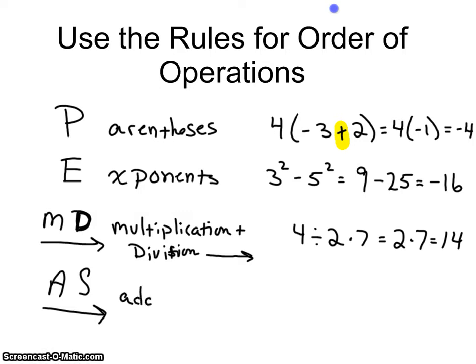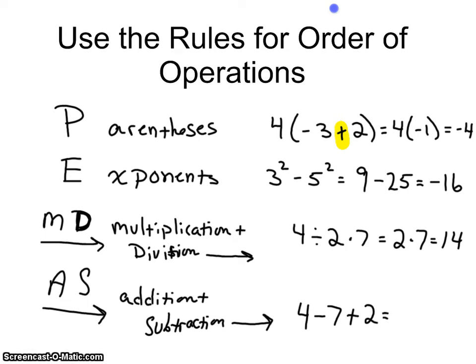And then the AS is addition and subtraction. Left to right. So you do your addition and subtraction left to right. So if you had 4 minus 7 plus 2, you would do 4 minus 7 first, which is -3, and then plus 2, which is -1. Notice I did subtraction first. That's because subtraction came before addition when working left to right.